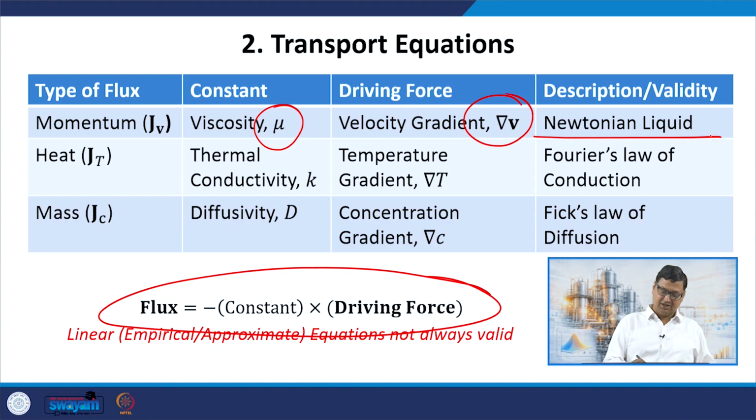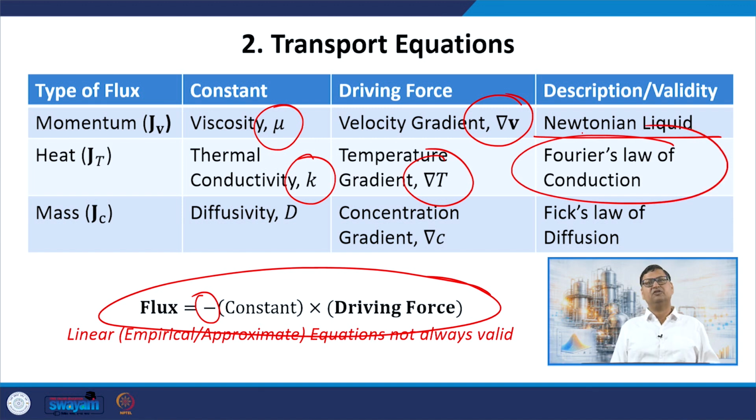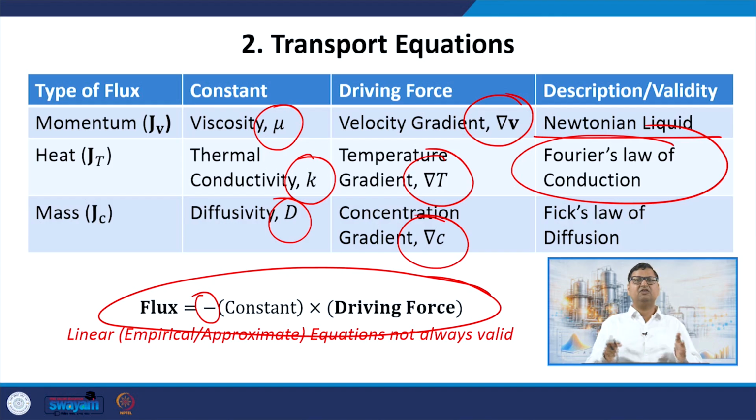For a heat flux, we say it is thermal conductivity times the temperature gradient, all with a negative sign, keep in mind the negative sign here, and that is true for conduction problems, and it is called Fourier's law. Again, it is limited to a particular limit that we can discuss, but it is not always true. There are of course limits of validity on all of these models. And finally, for the mass flux, we have the constant as the diffusivity, and the driving force is the concentration gradient, right. So, the gradient of velocity, the gradient of temperature, the gradient of concentration, they become the driving forces.